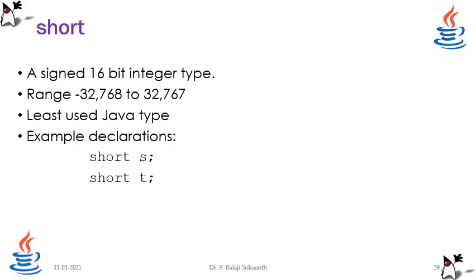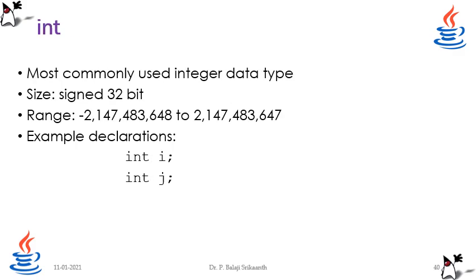Now let us take up each and every data type individually. Short. Short is a signed 16-bit integer type. The range is -32768 to 32,767. It is the least used Java type. Example declarations are short s and t. Integer. The most commonly used data type is the integer data type. The size is signed 32-bit and the range is given here. Declarations are int i, int i and int j.